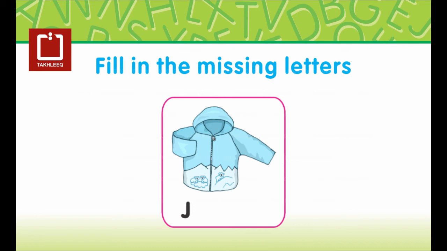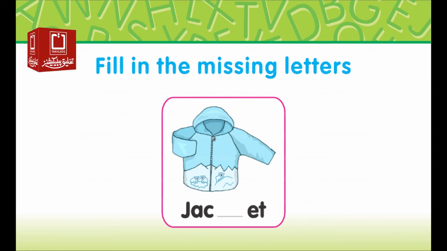Here we see the picture of a jacket. Here is written J A C dash E T. The spellings of jacket are J A C K E T, jacket. Here letter K is missed, so we write here K.